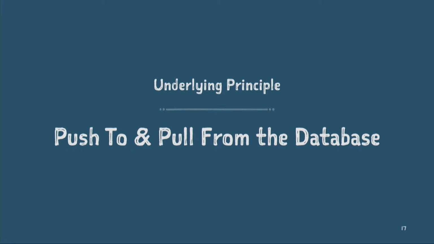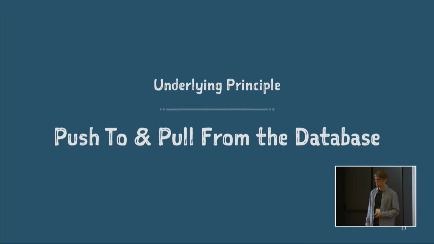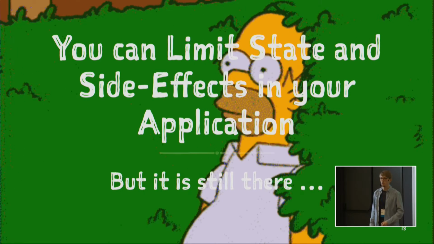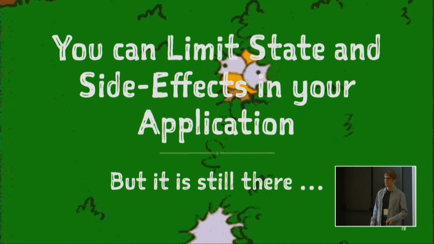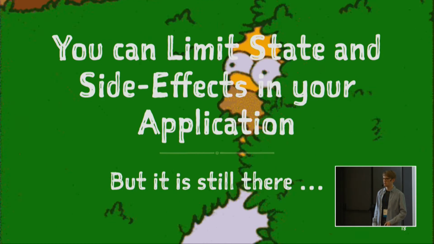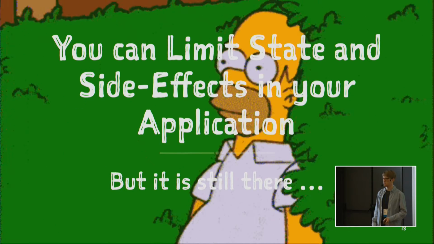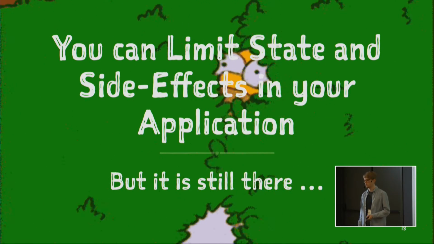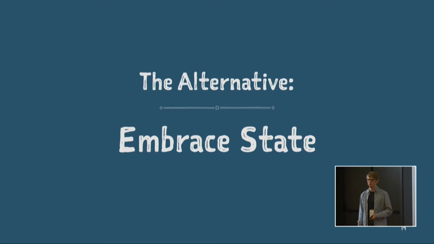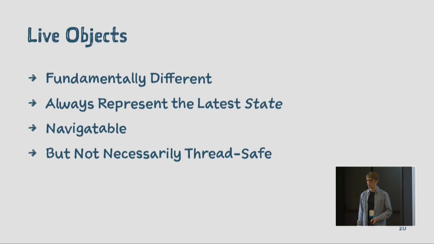So it boils down to an underlying principle of push to and pull from the database. And as we can see by that, we can limit the state and the side effects in our application, but it's still there, lurking around. Just because it is hidden doesn't mean it isn't there. So it might be worthwhile to consider alternatives to that. And one alternative is embracing state. And this is possible via the concept of live objects with Realm, which is fundamentally different.